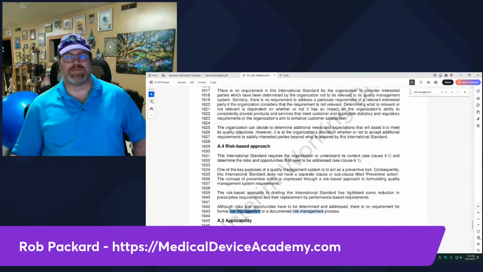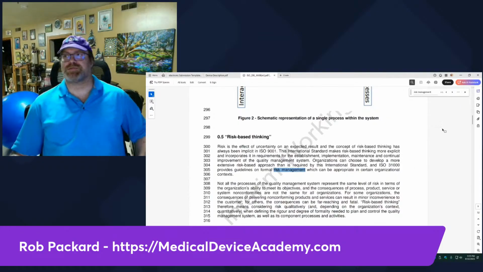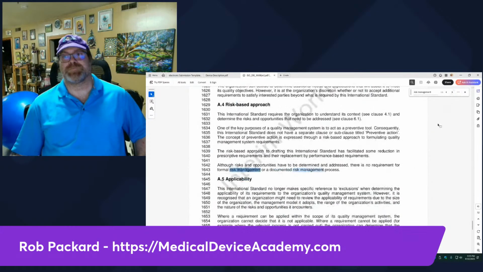Here's the 9001 standard, and I typed in "risk management," and it only occurs 3 times. The first time it appears is in 0.5 risk-based thinking. They say ISO 31000 provides guidelines on formal risk management, which can be appropriate in certain organizational contexts. That's not the standard medical devices have to use for risk management. It's a very different one that's more about business risks and environmental risks.